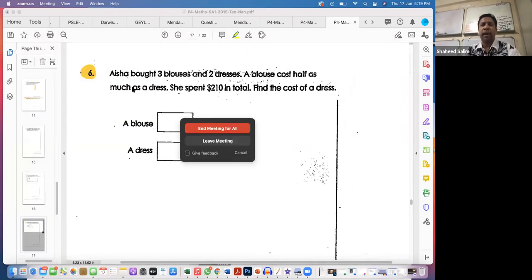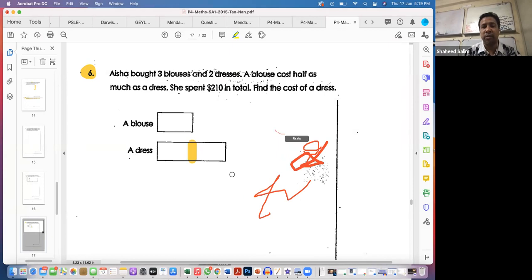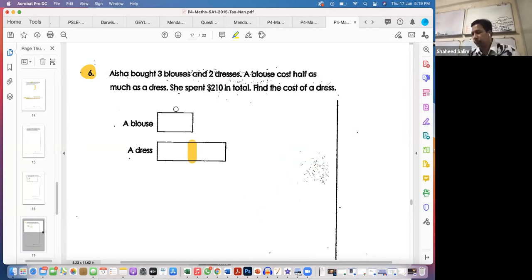Okay, so now you try. I draw the first one for you. 1 blouse, they draw for you 1 blouse, 1 dress, but you can cut it down here. This one is 2 units. So now you want 2 dresses. How many units? 3 blouses, how many units? You draw. What? See, what am I talking about? Okay, I will draw again.